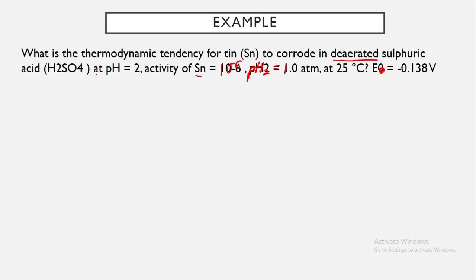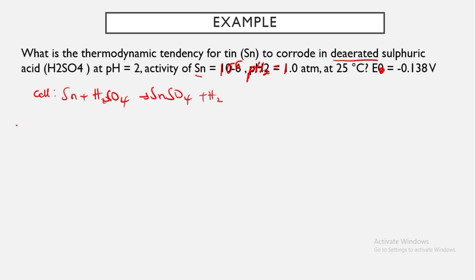Since it's not at standard condition, we need to use the Nernst equation. Before that, we need the E naught, the cell potential, which was given to us. Know that the potential for hydrogen is 0. So let's write the cell reaction. The tin is reacting with sulfuric acid, and when it reacts, you are going to get tin sulfate plus hydrogen gas.